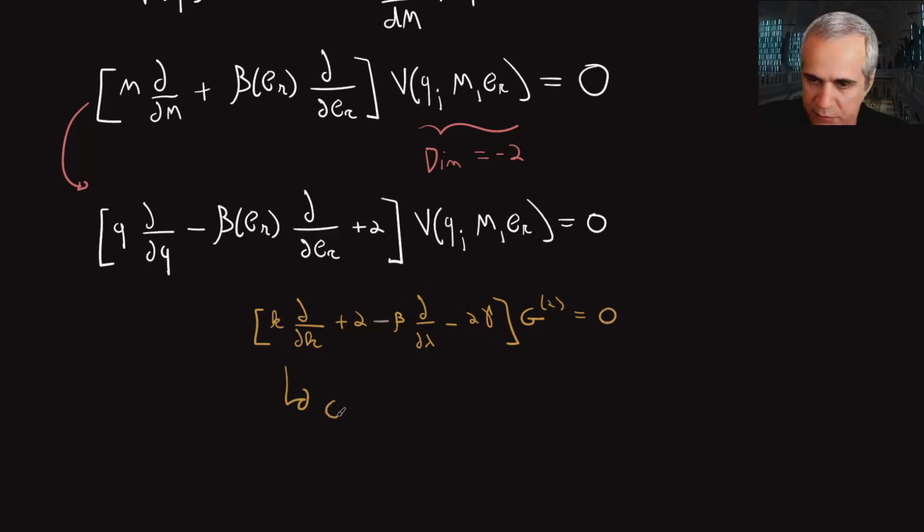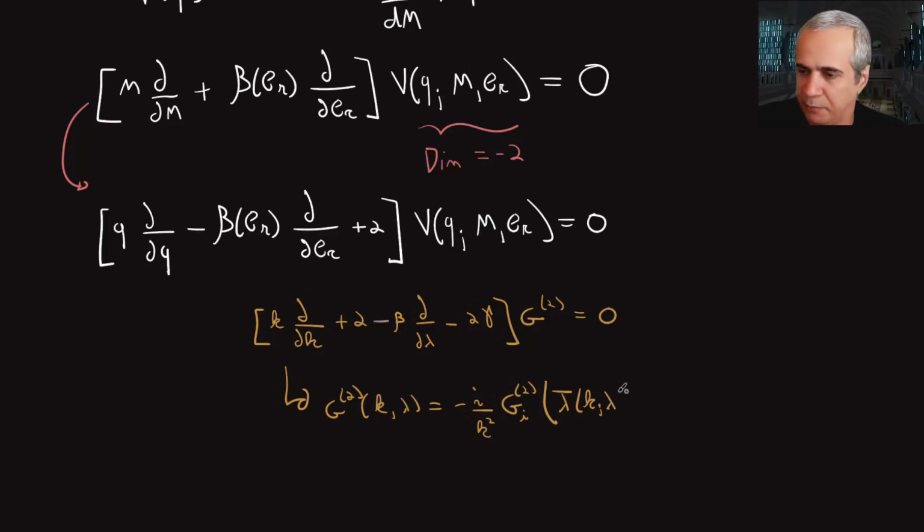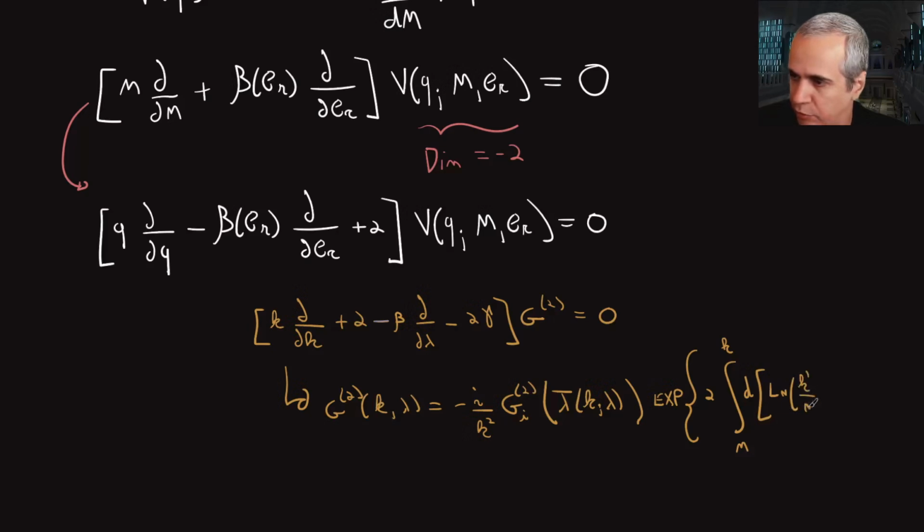And the solution to this was G2 of K lambda equal minus i over K squared, G, some initial condition for this function, which is written in terms of lambda bar, the running coupling, which is itself a function of K, and some reference value defined at M, times the exponential of the integral over the field renormalization over the scales between M and K, so this goes from M to K, d log of K prime over M, that's the integration variable, and you have gamma of lambda bar.